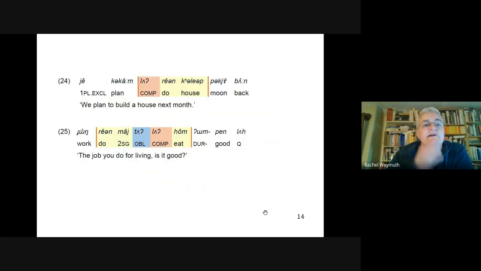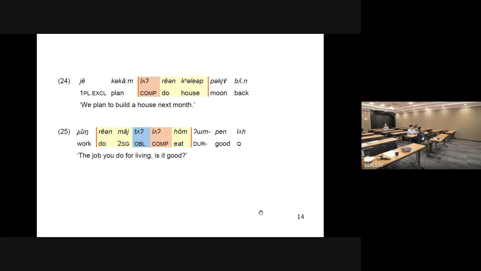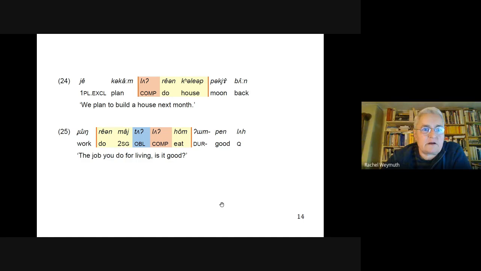Then in 24, we have again an example that we have already seen. We have here a complement clause, and we don't have a ta. Maybe this la is like in 25 also a nominalizer or has a nominalizing meaning. But yes, this all needs more research.